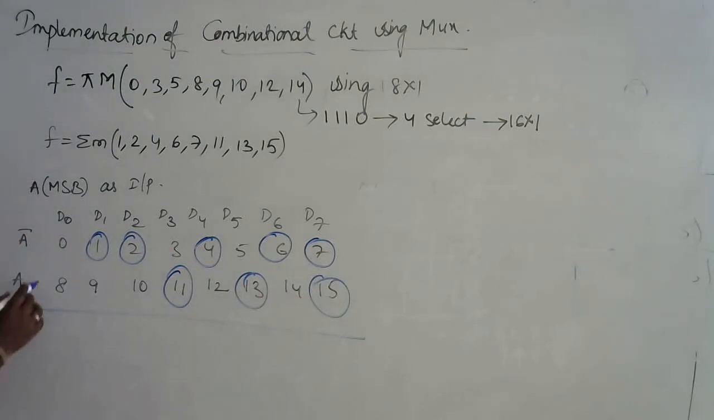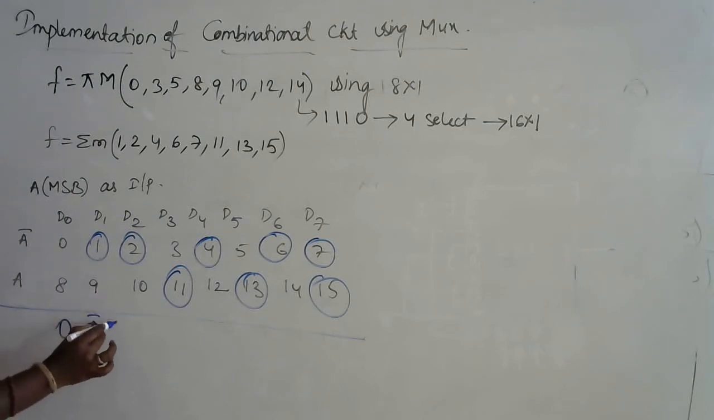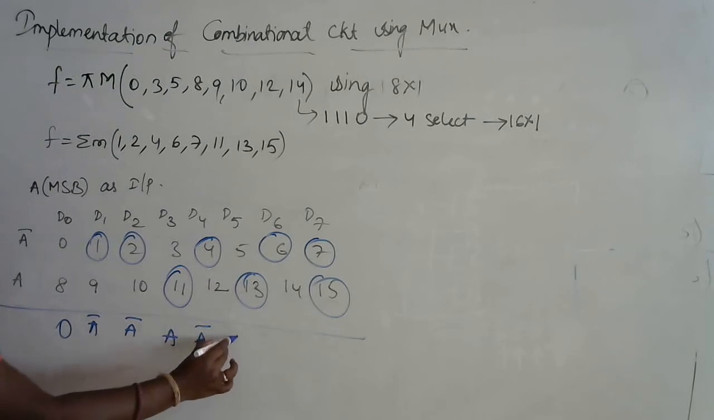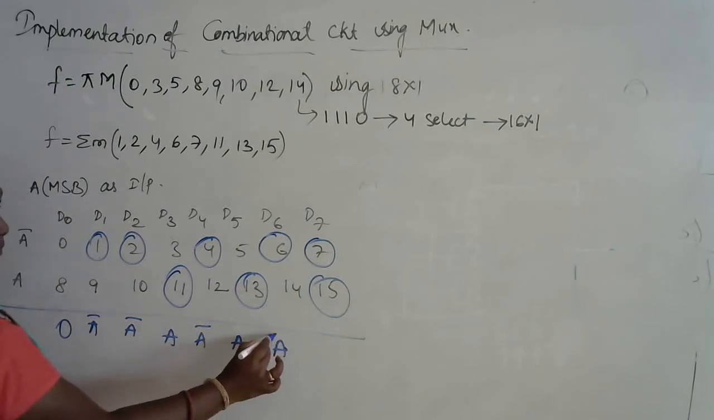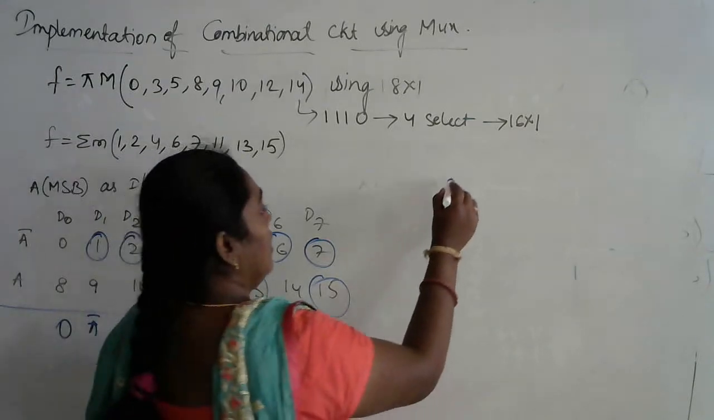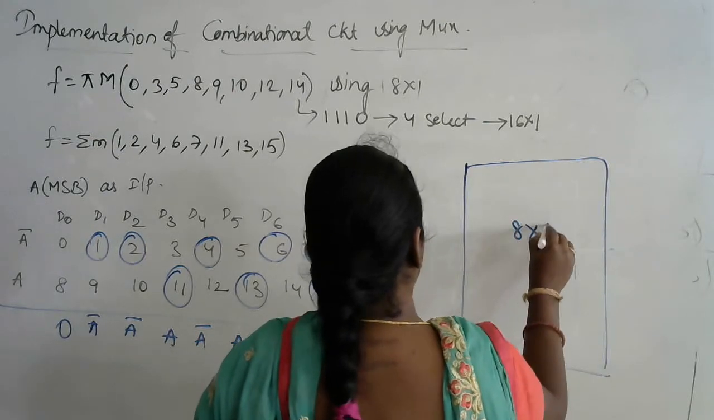Now the next, none of them has a circle, so it is 0. Where this is circled, it is A bar, A bar, A bar, A bar, 1. Even though the question is POS, convert that POS into SOP and do the same procedure that we have done. Now, the last step is to draw the logic diagram.